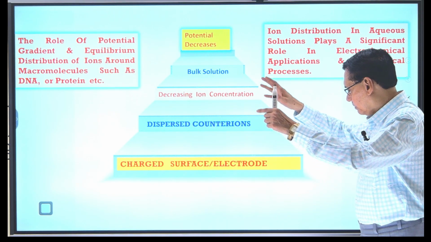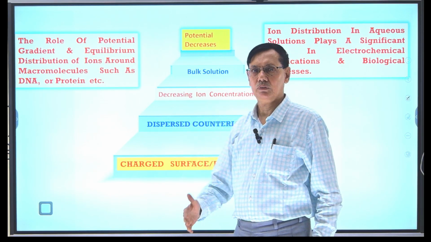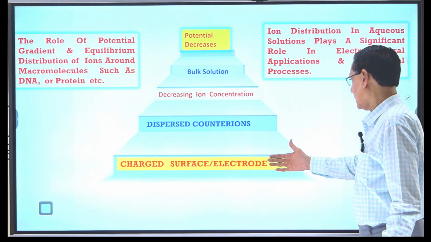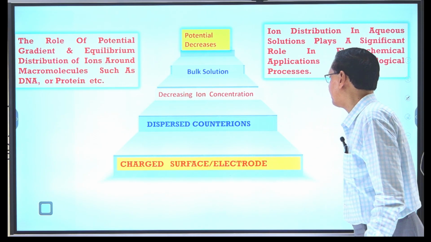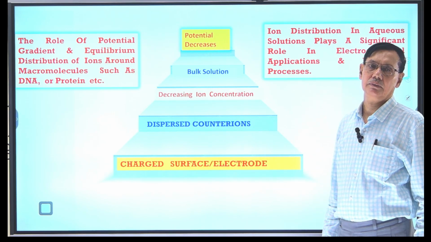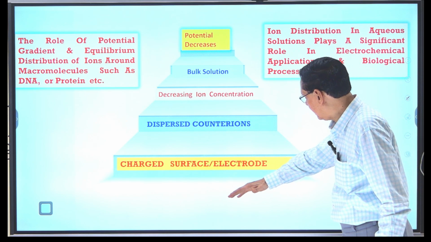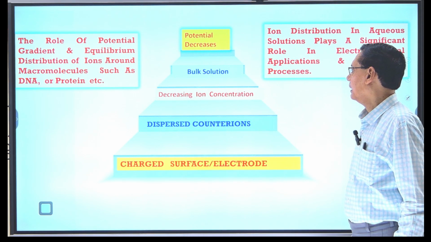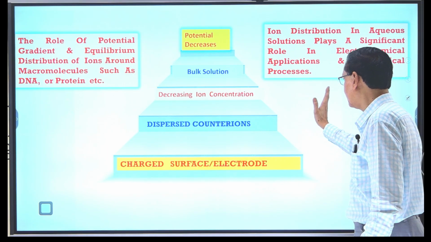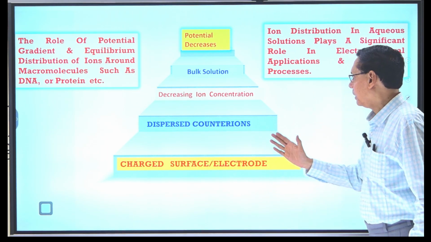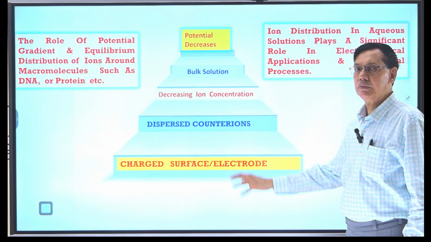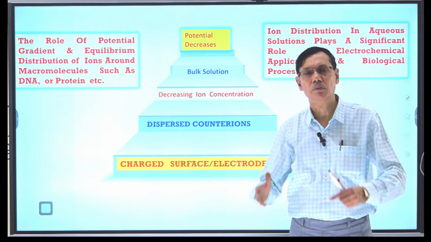Now, if I just prepare a chart, so you can understand the point, starting from the charged surface and electrolytes. Then, of course, there are coions and counter ions. So gradually the counter ions disperse, and as they go farther from the electrode, their concentration keeps decreasing, and ultimately there is a decrease in the potential. That we have to calculate.